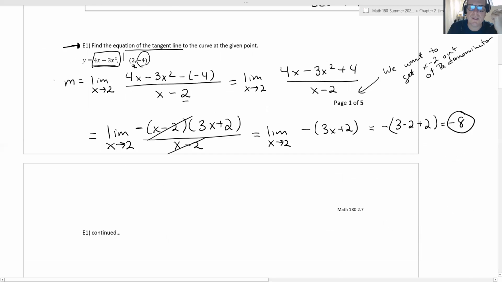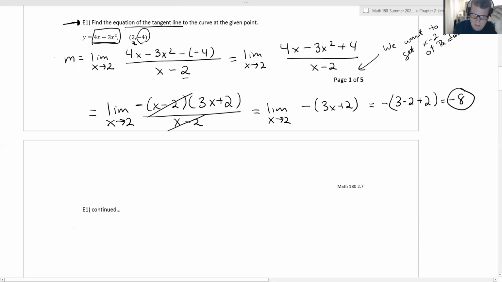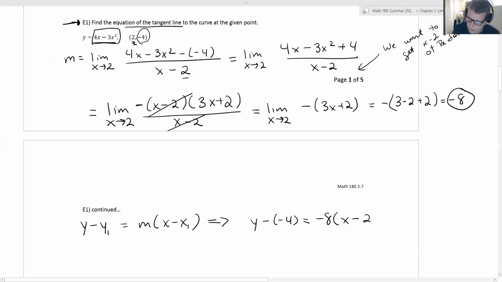So what I'm going to do is use my point slope form. Here's my point slope form: y minus y1 equals m times x minus x1. This I will not be giving you on the exam. You need to have either the point slope form or slope intercept form. You need to know how to find the equation of a line. But this means that we're going to get y minus negative 4, because we're going to put in our point. y minus negative 4 is going to equal negative 8 times x minus 2.